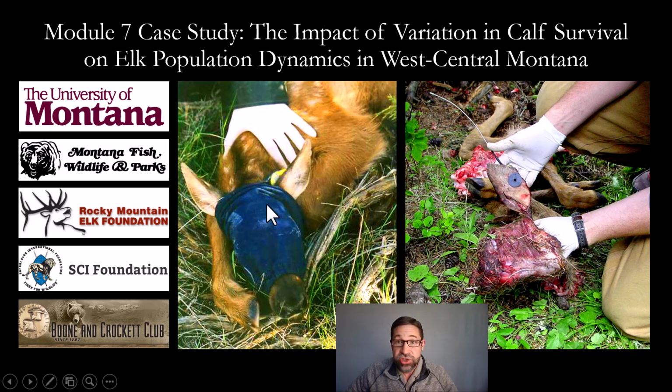So our research teams were able to radio mark 121 neonatal calf elk, newborn calf elk, with VHF, very high frequency radio transmitters that have a mortality switch. That way we could determine cause-specific mortality rates of these elk calves in this elk herd that showed declining recruitment.